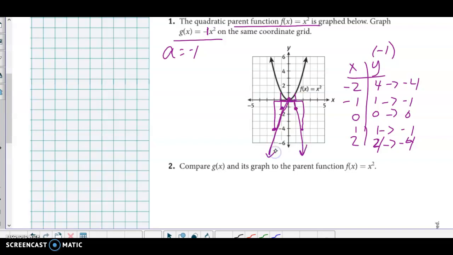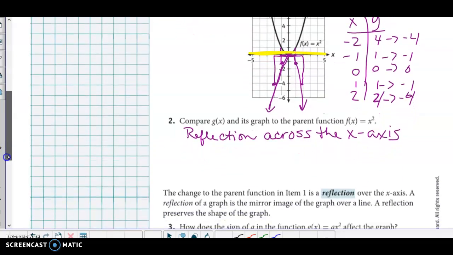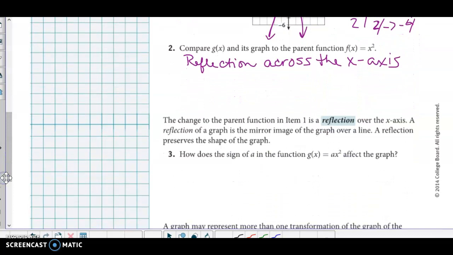So you can see here that when we compare these, we talked about reflections in 7th grade. This is a reflection across the x-axis, where you can see here is our x-axis, that is our reflection line. So whenever we change the sign of a, it is going to flip our graph. So the change to the parent function in number 1 is a reflection over the x-axis, and a reflection is going to be a mirror image. We talked about that in 7th grade.